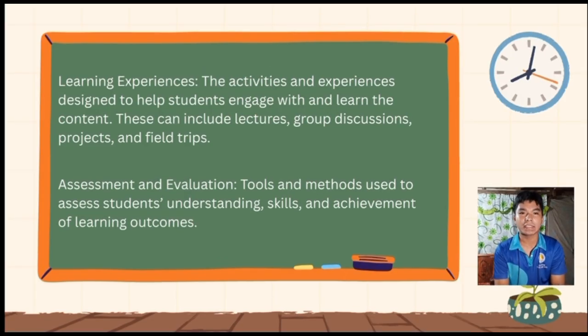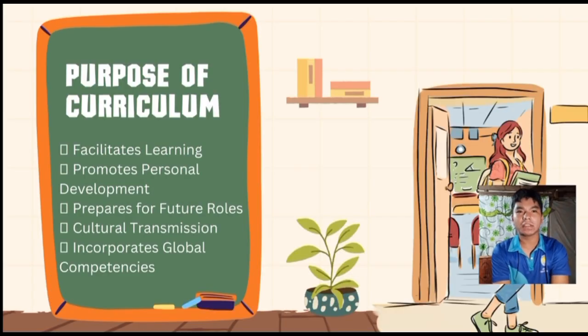And the last component is assessment and evaluation. These are the tools and methods used to assess students' understanding, skills, and achievement of learning outcomes. It is the process to measure students' learning and the effectiveness of the curriculum. The last part is the purpose of the curriculum. First, the curriculum facilitates learning, of course. The aim of the curriculum is to facilitate learning.